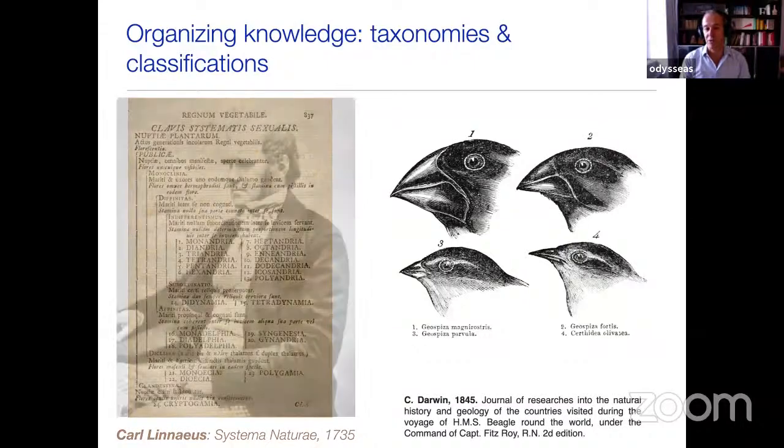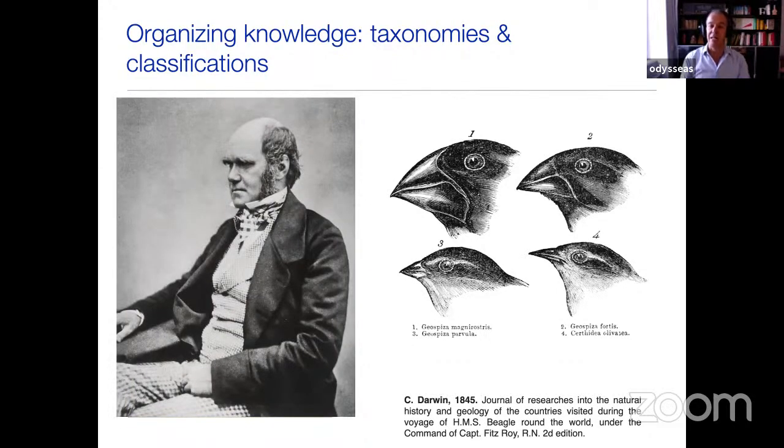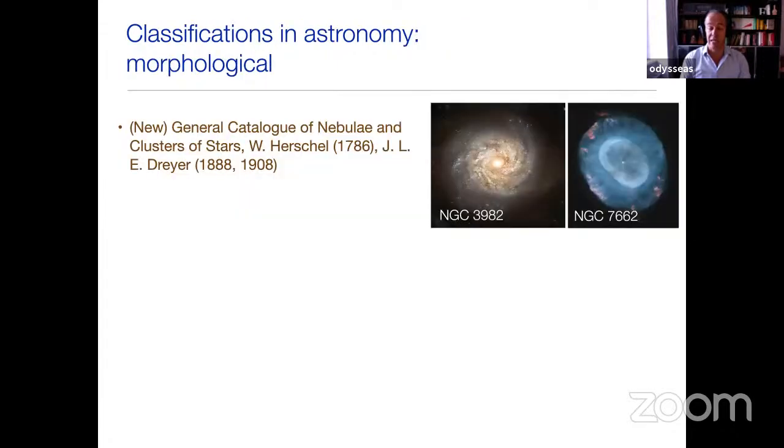And Darwin is the person, of course, the very well-known scientist who developed the theory for the evolution of the species. And this, of course, is no exception in astrophysics, in astronomy. We started very early on, at about the same time, with the early taxonomies of the physical world around us on Earth, to make catalogs of objects, starting, for example, with a general catalog of nebulae and clusters of stars with Herschel. This was developed eventually in the 19th century to the new general catalog by Dreyer.